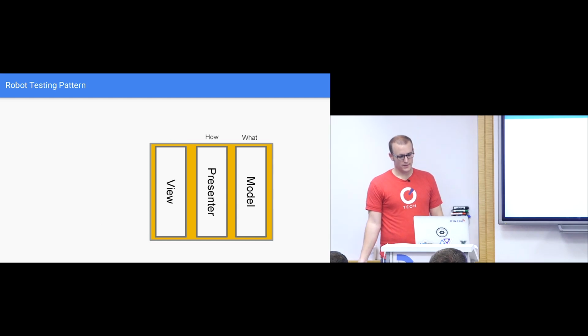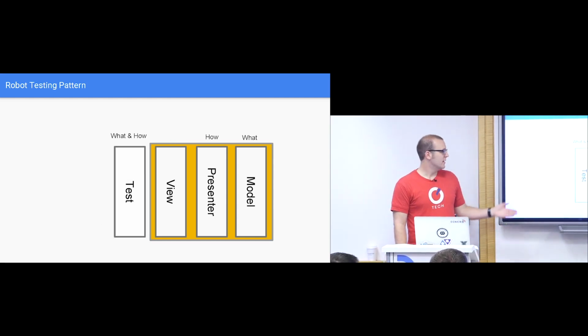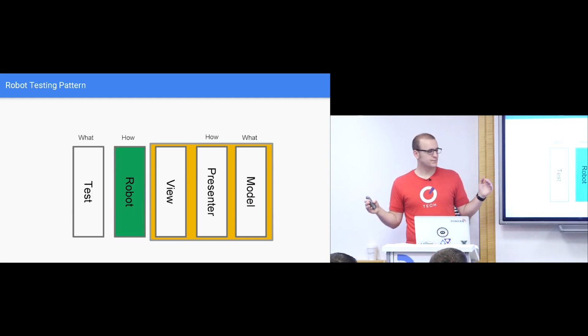So there's a separation of concerns in your application architecture. Let's go ahead and take where we don't have a separation of concerns with our test architecture and split that up. So now we have our test, and we use a robot.